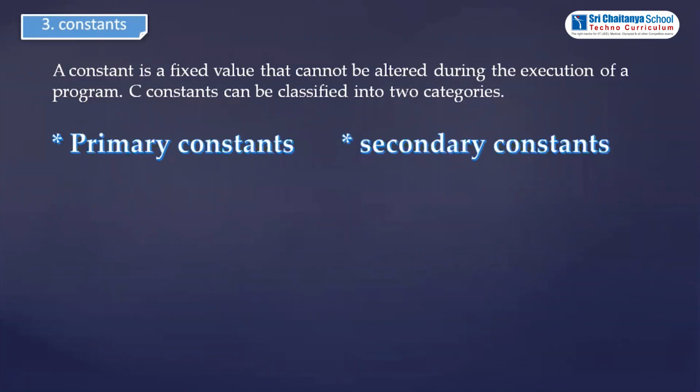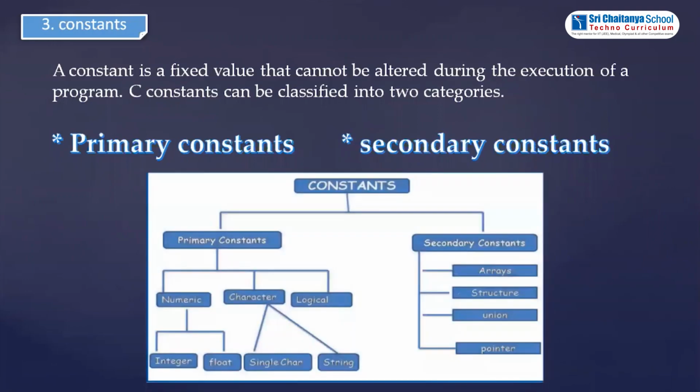For example, if I'm writing a program to compute the area of the circle, then the pi value is equal to 3.14. Does that value change during the execution of a program? No, not at all. It is going to remain constant throughout the program. So that is the use of your constants.